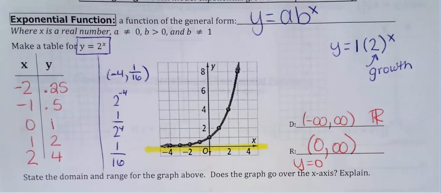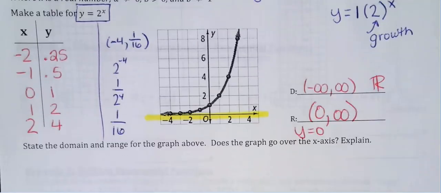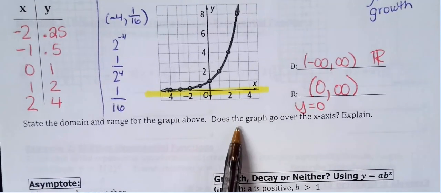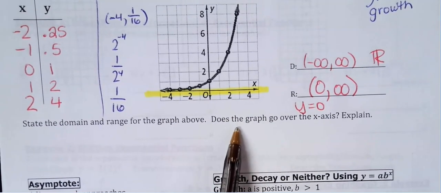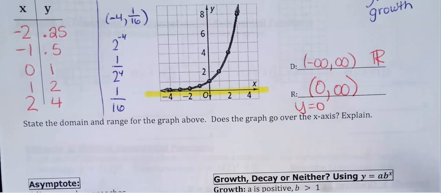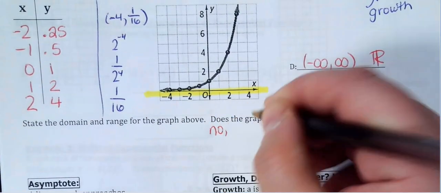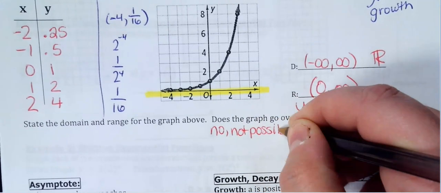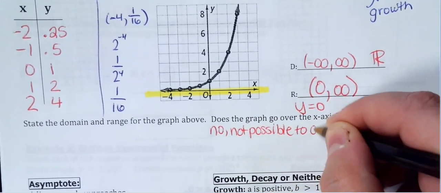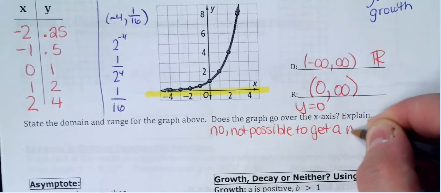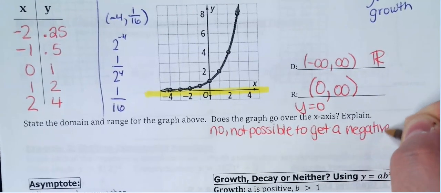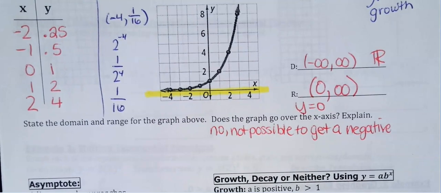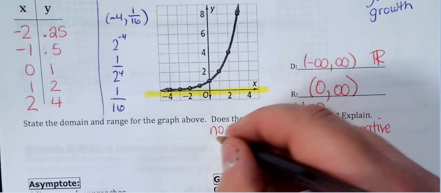Now, this says state the domain and range. We just did this. And then this was my question to you. This is what I was trying to show you with those negative exponents. Does the graph go over the x-axis? No, it's not possible to get a negative y value, because we would just have these fractions that would get tiny. It would be like 1 over some huge number, but it's not ever going to be negative.